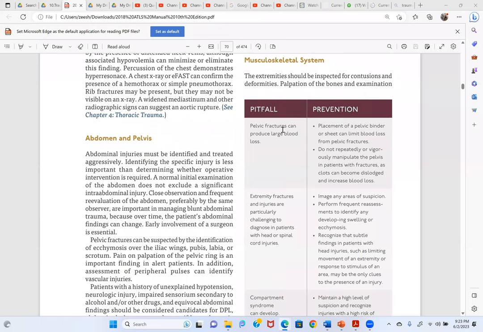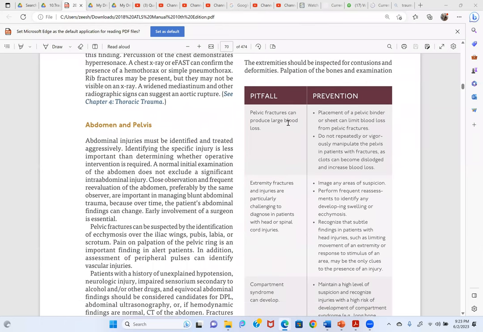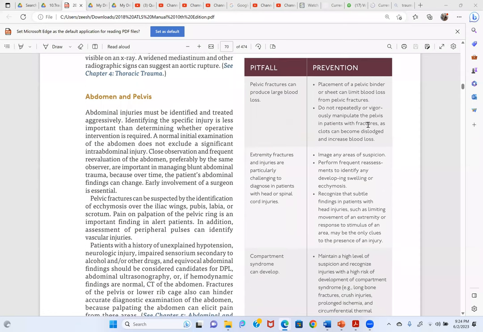Okay, so some points here. Pelvic fractures can produce large blood loss. This is important for us. Not only pelvis, also long bone fracture. Placement of a pelvic binder or sheet can limit blood loss for pelvic fracture. Do not repeatedly or vigorously manipulate the pelvis in a patient with fracture, as clots can become dislodged. So this is another important thing.